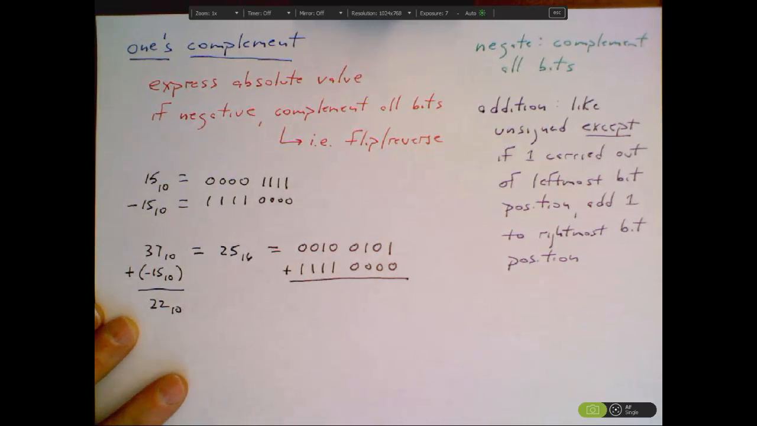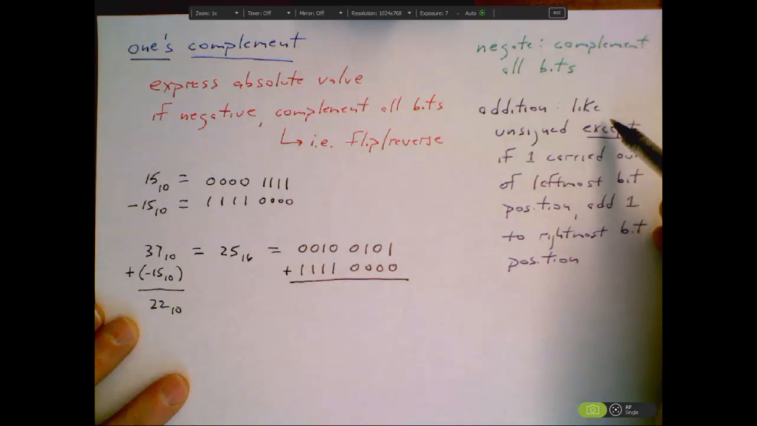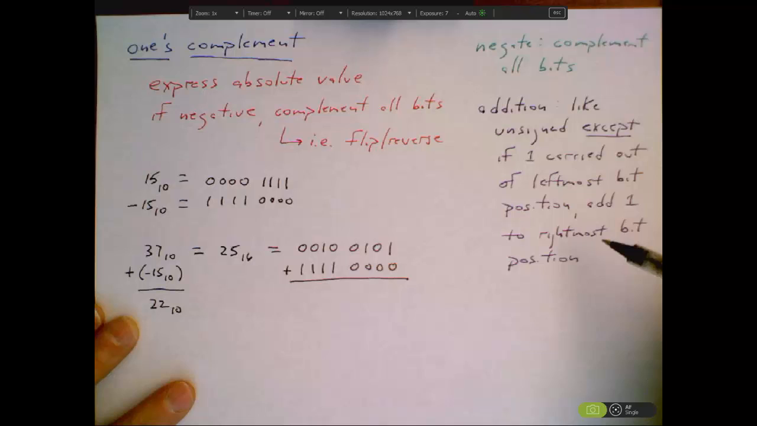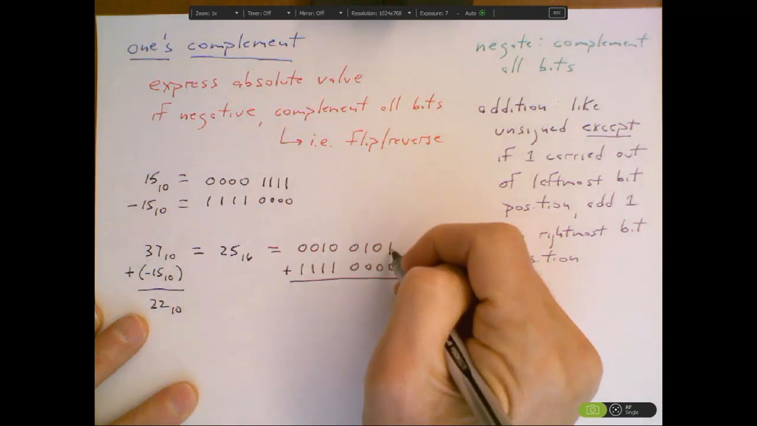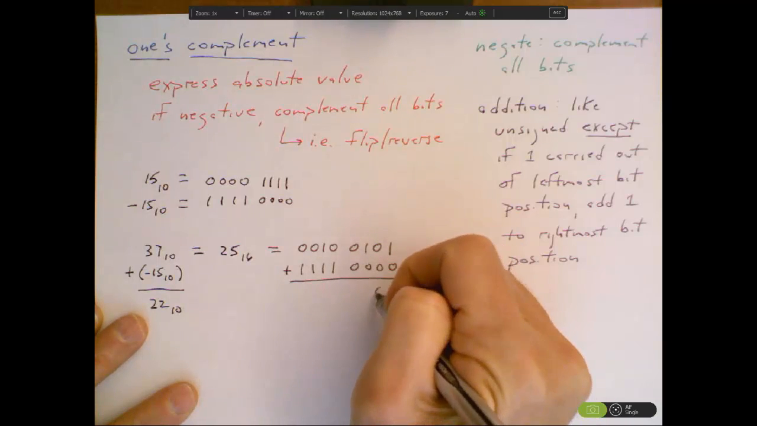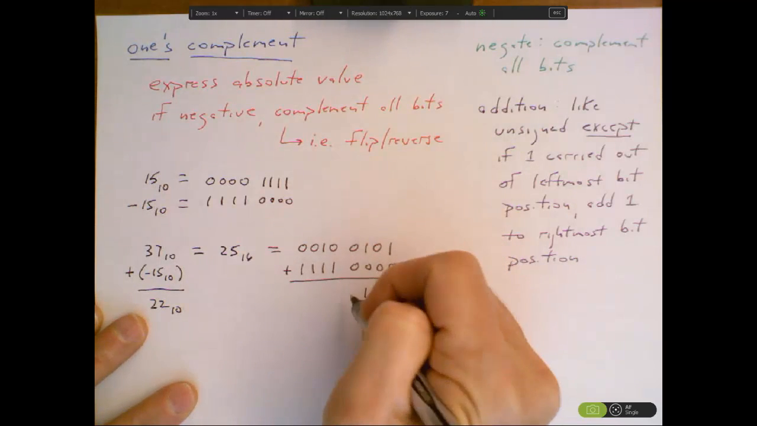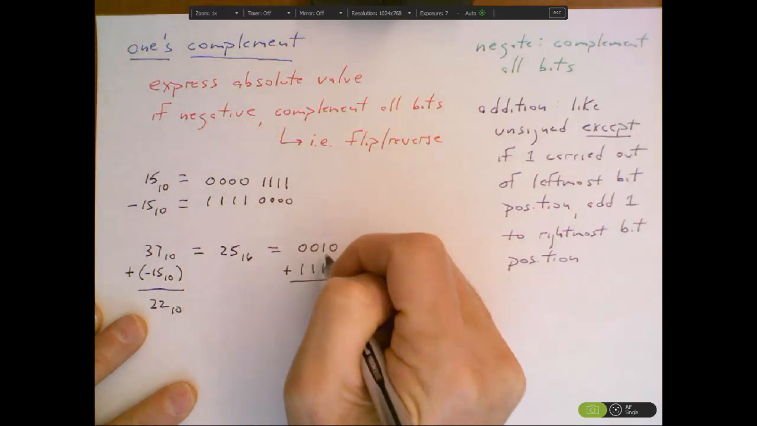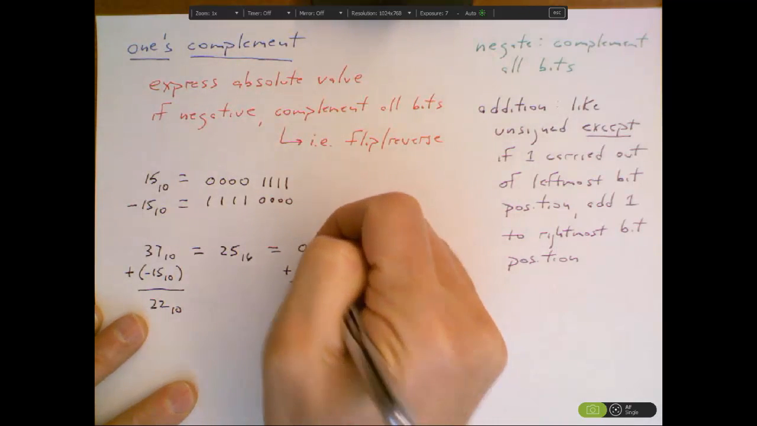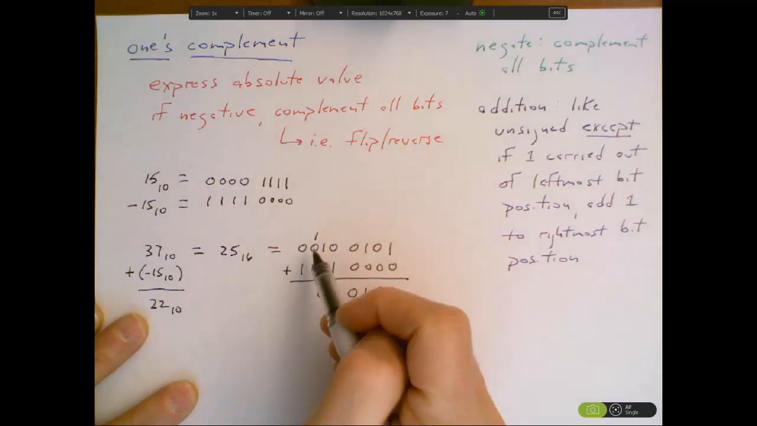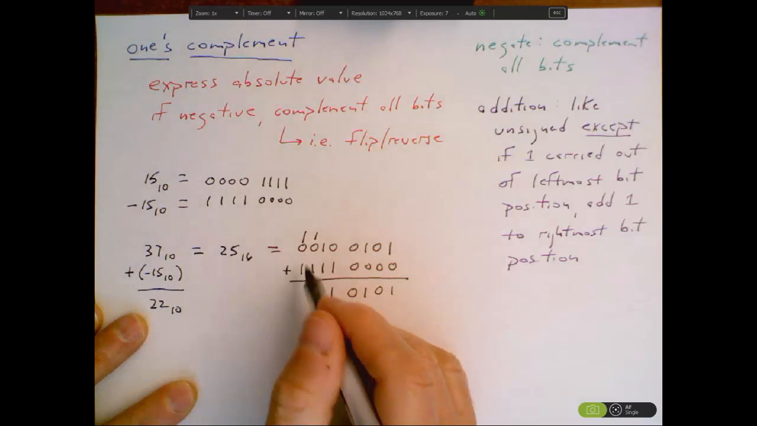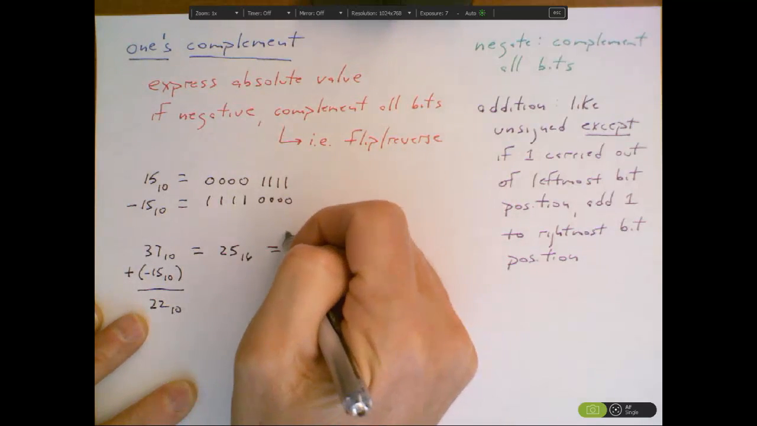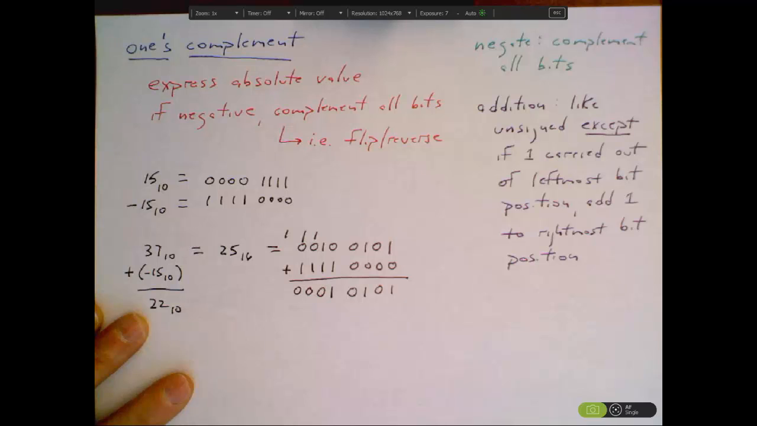And now the rule is it's exactly like adding unsigned, except if I get a carry out the leftmost bit position. So again, let's work this example. Adding the 1 and the 0 is a 1, adding the 0 and the 0 is a 0, 1 and the 0 is a 1, 0, 0 is 0, 0 and 1 is 1. 1 and 1 is 0, carry a 1. 1, 0, 1 is 0, carry a 1. 1, 0, 1 is 0, and then we get a carry out the left.